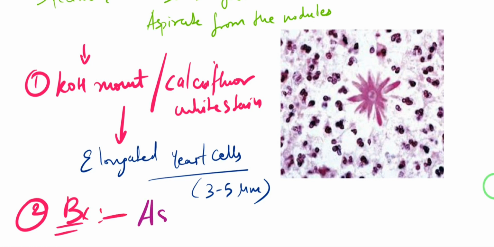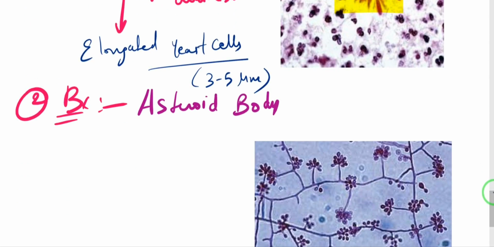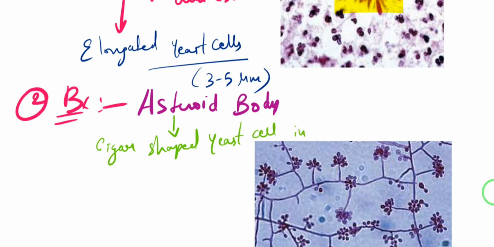We are going to see asteroid body in case of sporotrichosis when we do the biopsy, the histopathological examination. So what is the asteroid body that I'm talking about? See this picture. This is an asteroid body. Now let me tell you what the asteroid body is composed of. So this asteroid body is going to contain a cigar-shaped or elongated yeast cell in the center, which is, by the way, basophilic.